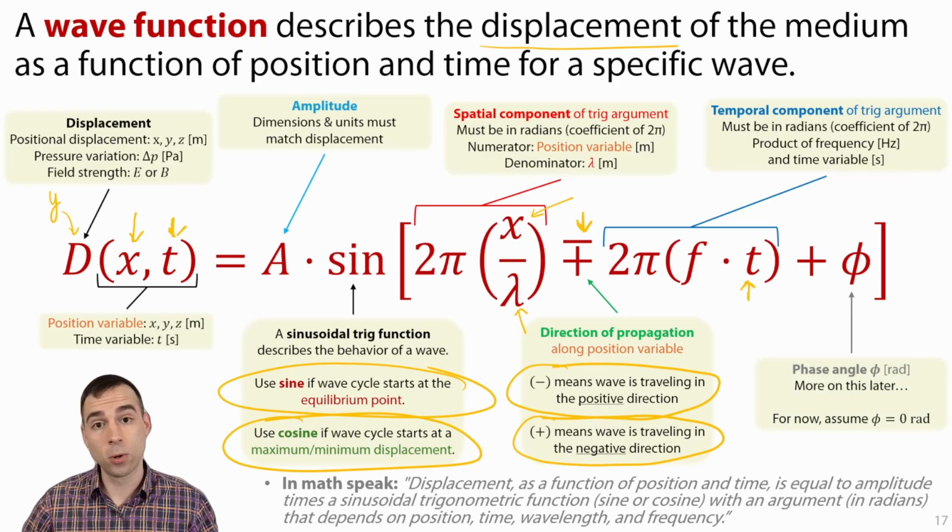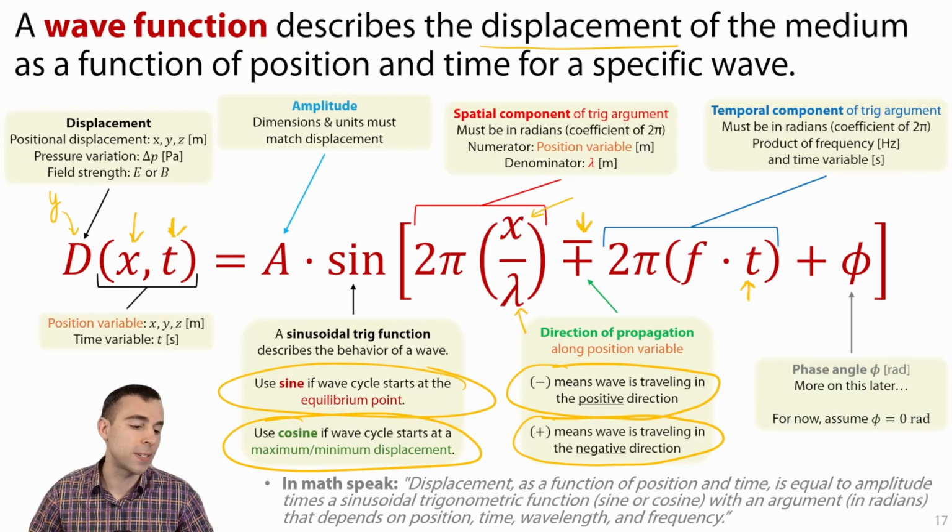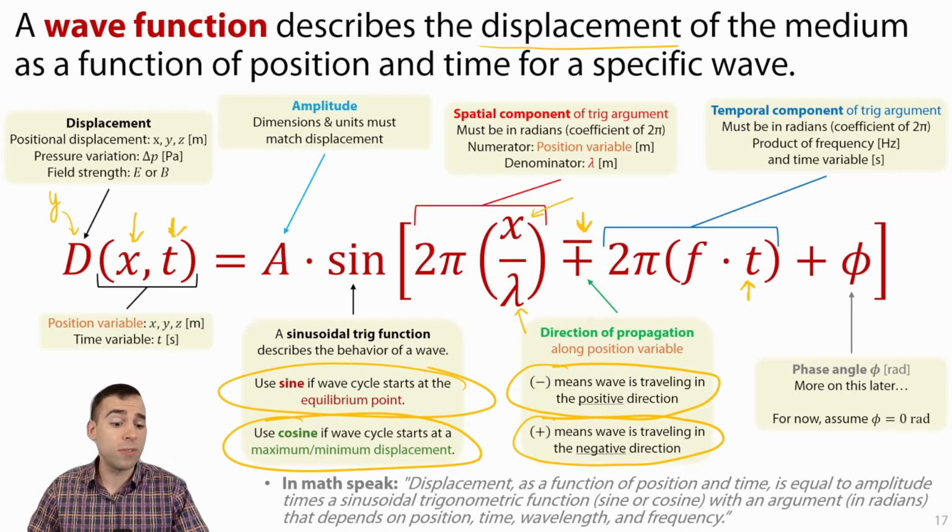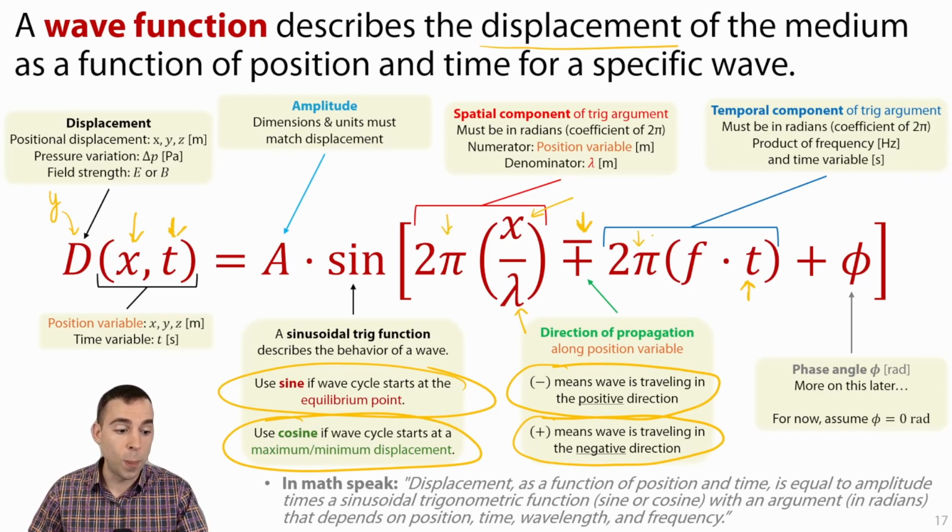Lastly, we have a variable called the phase angle. We'll talk a little bit more about this in the upcoming slides, but for now you can just assume that it equals 0 radians. And in fact, notice that all of these terms in the sine argument have a 2 pi in front of them, and that this phi is measured in radians. So you're going to always want to make sure that you enter radians into this trig function.